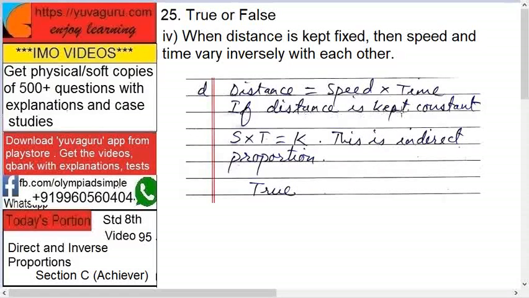So if distance is kept constant, then what? S into t, means speed into time, will be constant. So this is inverse. That's why the answer is true.